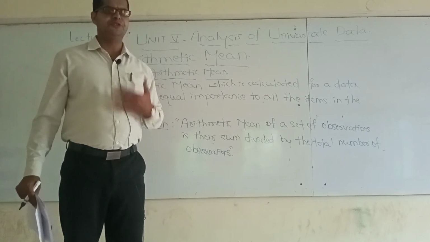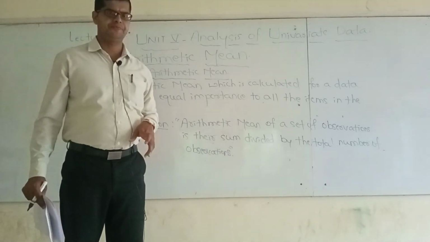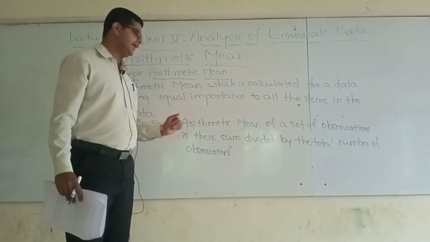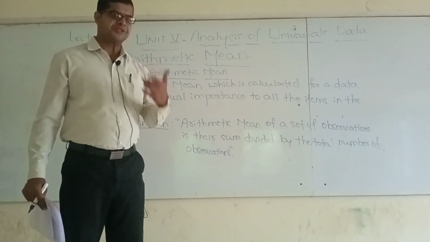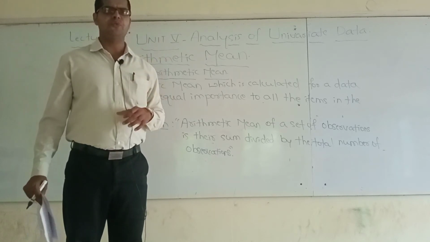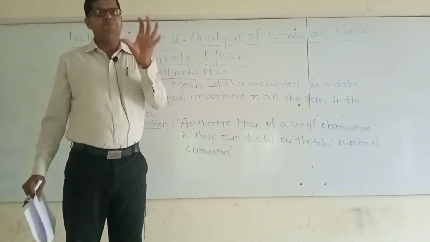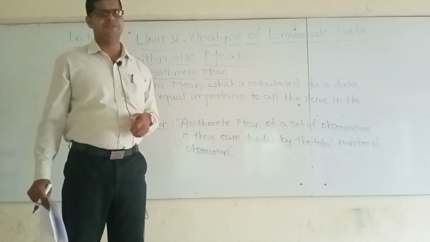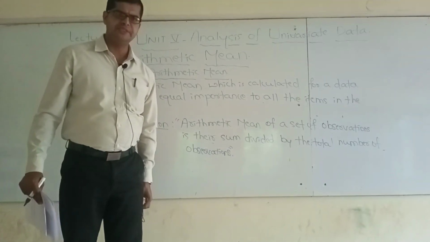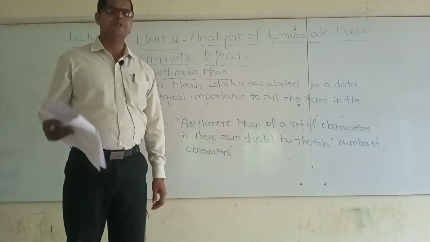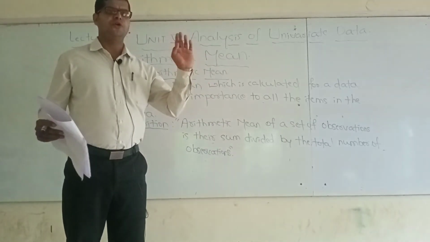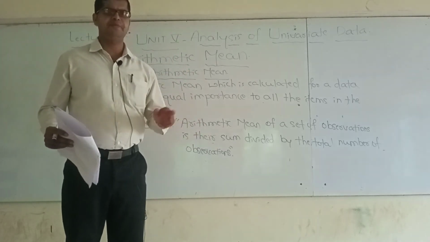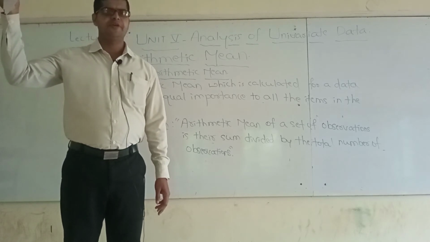What is the set of observations here? 100 students' marks. Marks of 100 students. That is the set of observations. Is the sum: the observations you are getting, the sum of all those observations, divided by the number of total observations. So what is the sum of the observations? As I said, 50 marks, 60 marks, 70 marks. So roll number 1, 50 marks, roll number 2, 60 marks, roll number 3, 70 marks, roll number 4, 80 marks, till roll number 100.